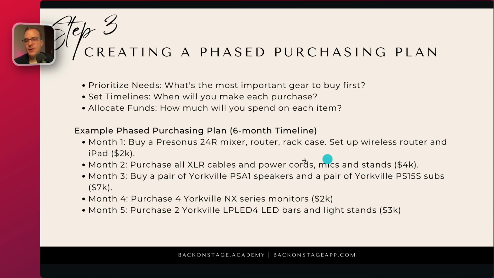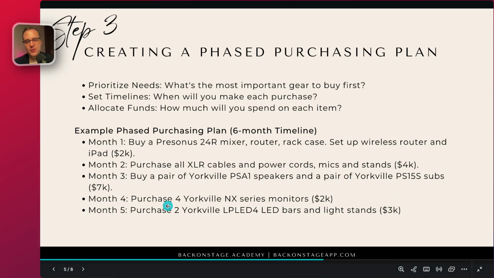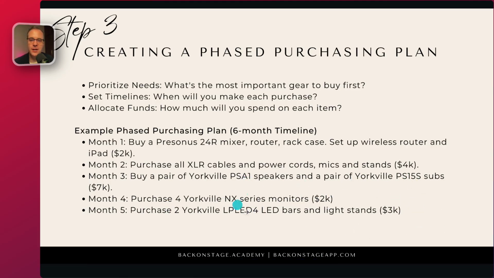After that, let me get all my speakers and subwoofers in there for another $7,000. So I'm ramping up my expenses every month: $2,000, $4,000, $7,000. And then tapering it off to $2,000 and $3,000 for the last 2 months, when I buy out my monitors and the lighting I need. So there's a little example for you. Take that if it feels comfortable for you.